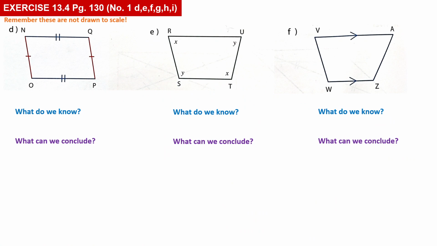Alright, so we had to classify the shape based on what they told us on the diagram. So the first one, for D, they say the opposite sides are equal. That's the only thing they tell us. They say there's two pairs of opposite sides equal. That is true for a rectangle and a parallelogram. But they don't tell us that the angles are equal to 90 degrees. We don't know what the angles are equal to, so we choose parallelogram.